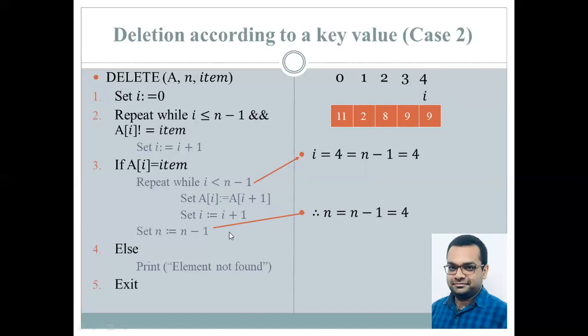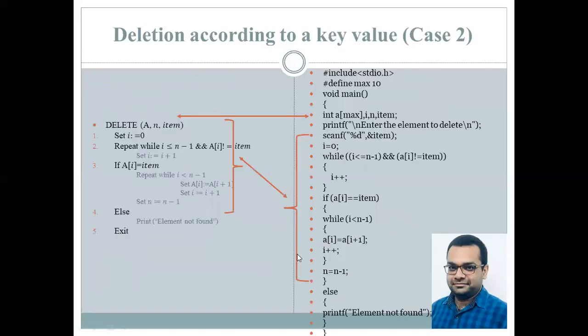The program exits the loop and the value of n is decremented. N becomes n minus 1, that is 4. Why so? Because we have effectively reduced the number of elements by 1. Therefore, the result is this array. This is how we convert from the given algorithm to the C program.